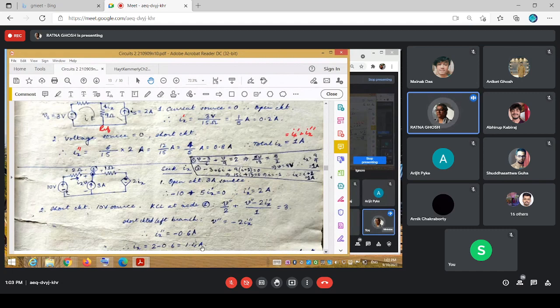Does this answer the query, answer your confusion, that superposition can be applied for currents as well as voltages, and for determining whether it be independent sources or dependent sources?